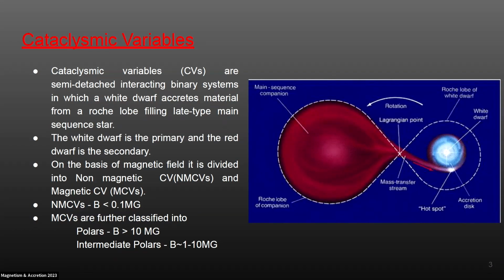As many of the previous speakers have explained about the cataclysmic variables, I am not really going very deep into it. I just wanted to say that on the basis of magnetic field, it is divided into non-magnetic cataclysmic variables and magnetic cataclysmic variables. Magnetic is further divided into polars and intermediate polars, and my work is basically related to intermediate polars.